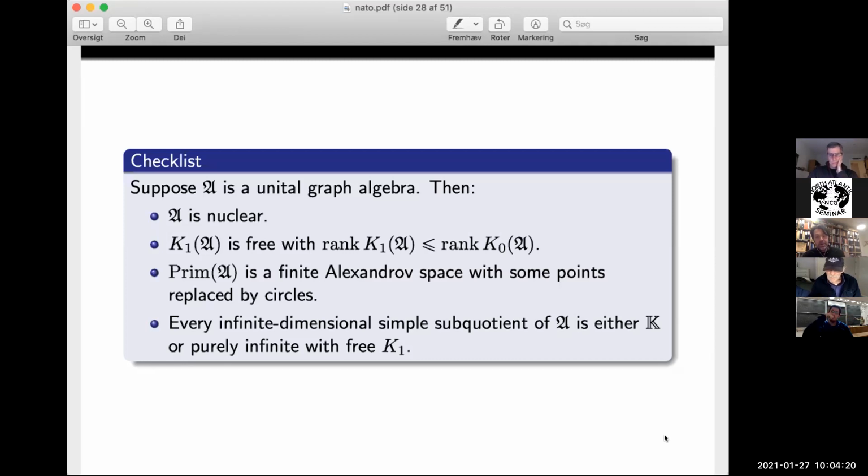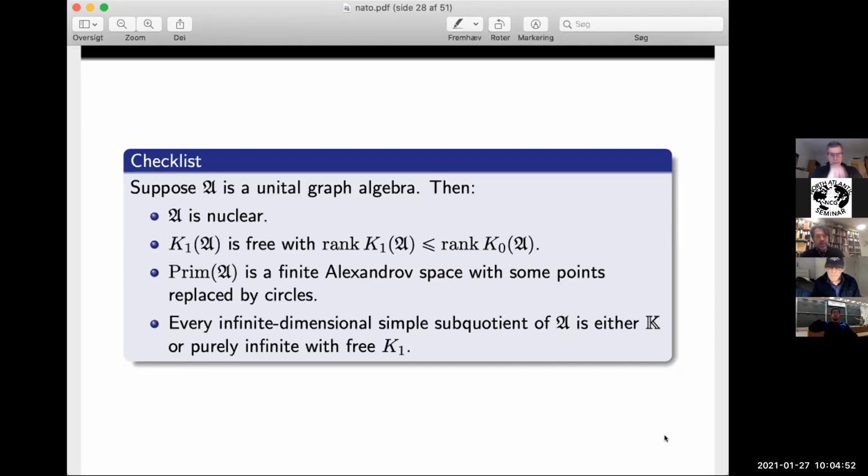If you have only finitely many ideals altogether, then the primitive ideal space is going to be an Alexandrov space. It's like an ordered topology, very highly non-Hausdorff. But then if you have circles, you can take a point in that space and glue in a circle where that point sat. So you will still have a very non-Hausdorff thing, but you have these standard circles sitting inside where you used to have points.